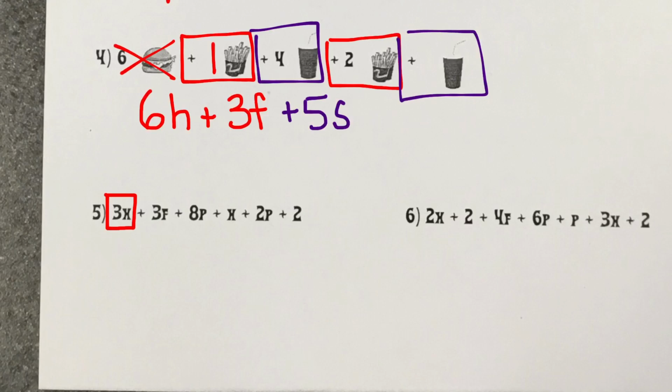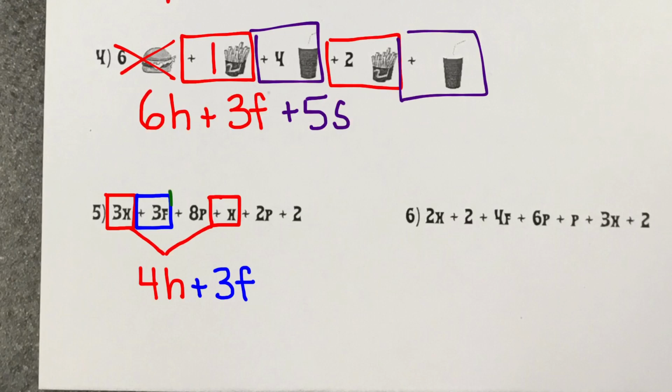So 3H. Okay, and make sure you take your operation with you, plus H. So I'm going to put these together. So what's 3H plus 1H? What's 3 hamburgers plus 1 hamburger? 4 hamburgers. All right, so then I'm going to take my blue and I'm going to box my fries. Take your operations with it. How many fries do I have? 3. All I have is 3. I don't need to add any, but my operation is plus. So plus 3 fries.